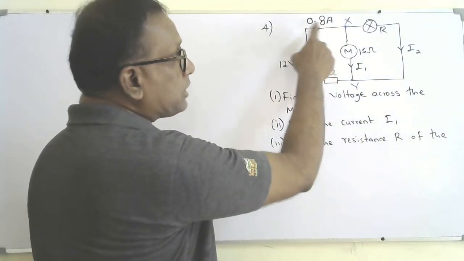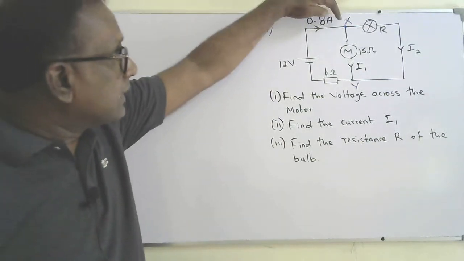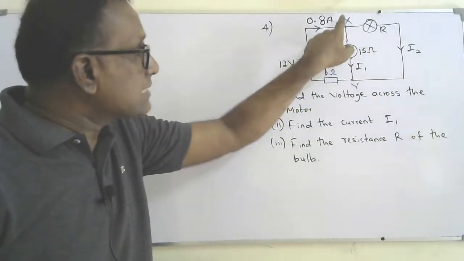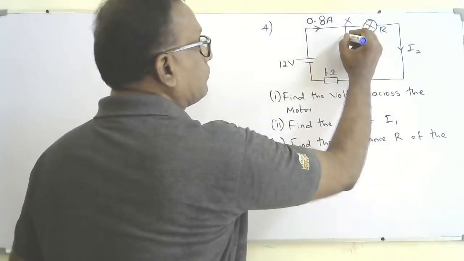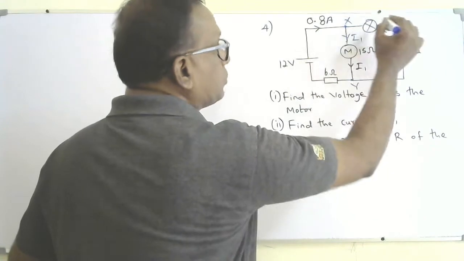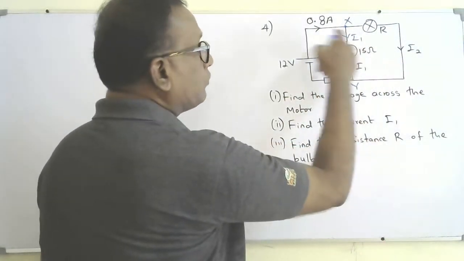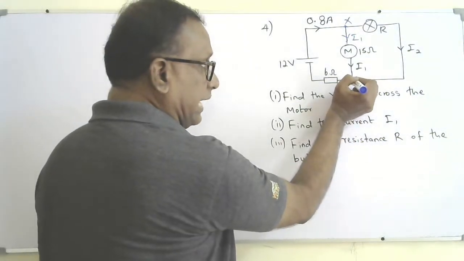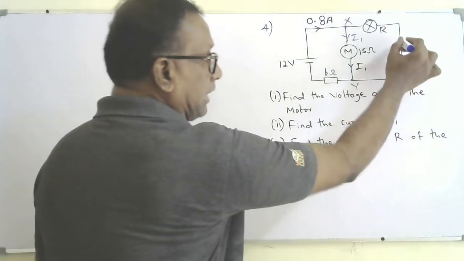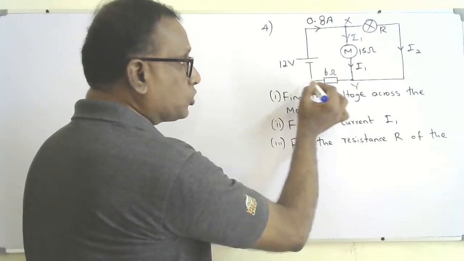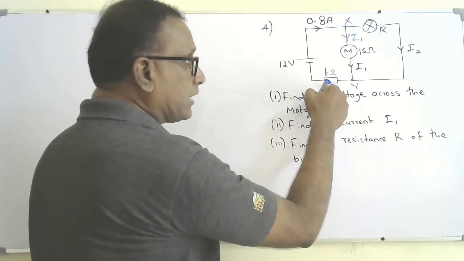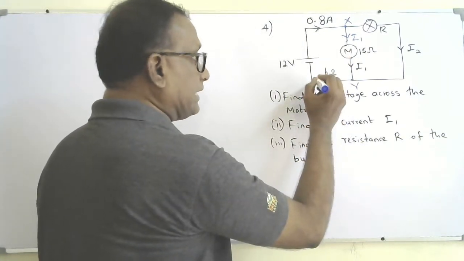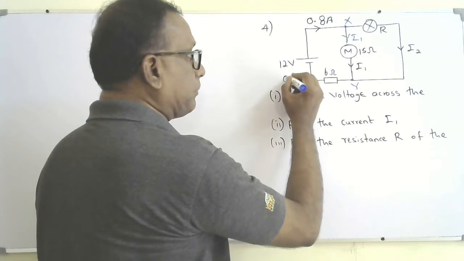The current 0.8 ampere, which is approaching the junction X, will divide or split according to Kirchhoff's first law as I1 through the motor, and I2 through the bulb. So I1 plus I2 will be equal to 0.8 ampere. Then they will rejoin again and flow through the 6 ohm resistor. So the current through the 6 ohm resistor will be equal to I1 plus I2, which is 0.8 ampere. So I can mark the 0.8 ampere here also.